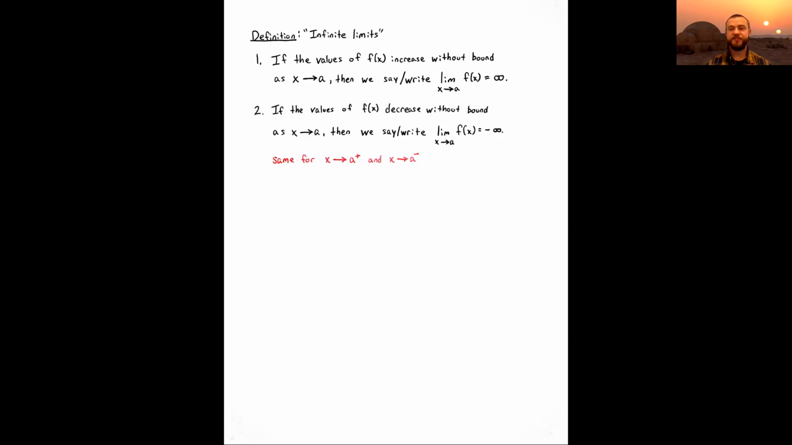Okay, so this is defining infinite limits. Here we wrote it for a two-sided limit as x approaches a, but this would apply as x approaches a from the right and as x approaches a from the left. I didn't want to make it a multi-part definition. Just swap out x approaches a for x approaches a from the right or x approaches a from the left. It's all the same.